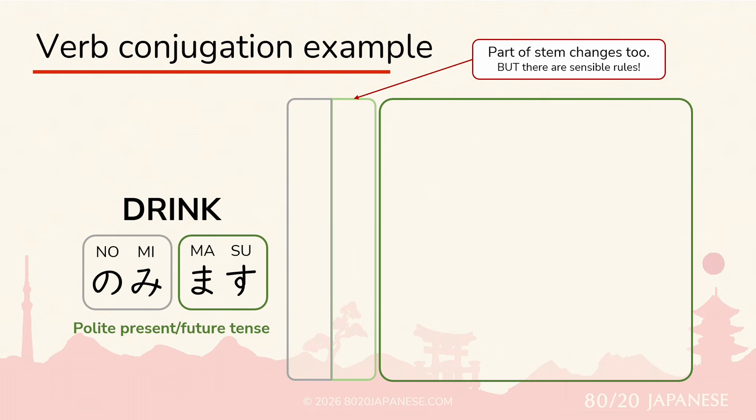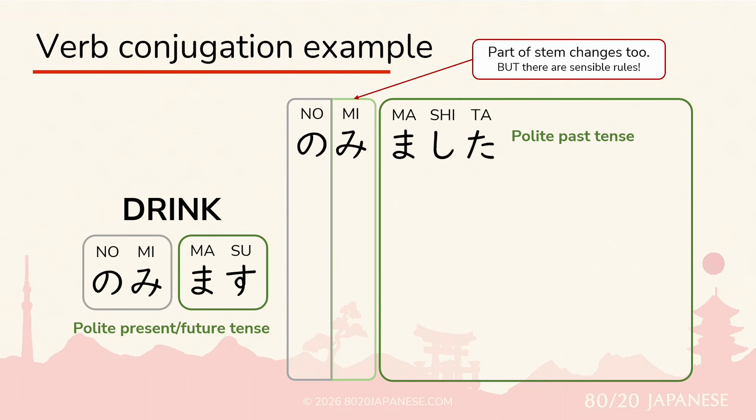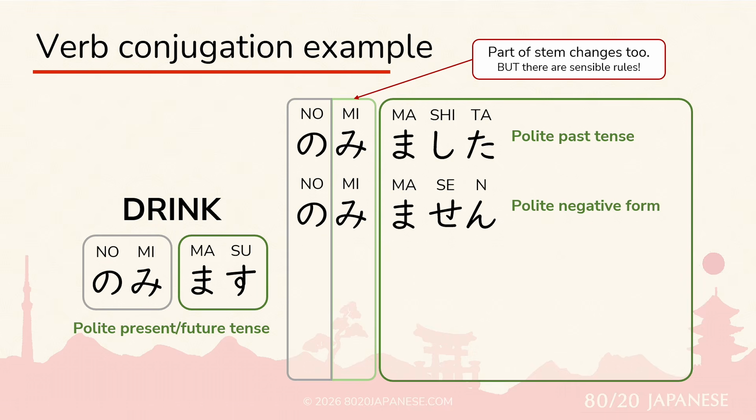The polite past tense is nomimashita. Just like with tabemashita, the stem hasn't changed, and we've just changed the ending from masu to mashita. Nomimashita. That means drink in the past tense, or drank. Also, in the negative polite form, the stem is also the same, and we get nomimasen. The stem has remained the same, and we've changed the ending to masen. And that gives us the polite negative form of the present future tense.